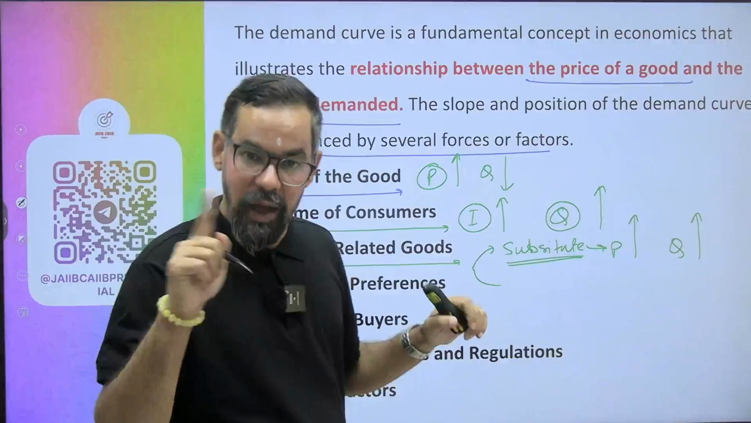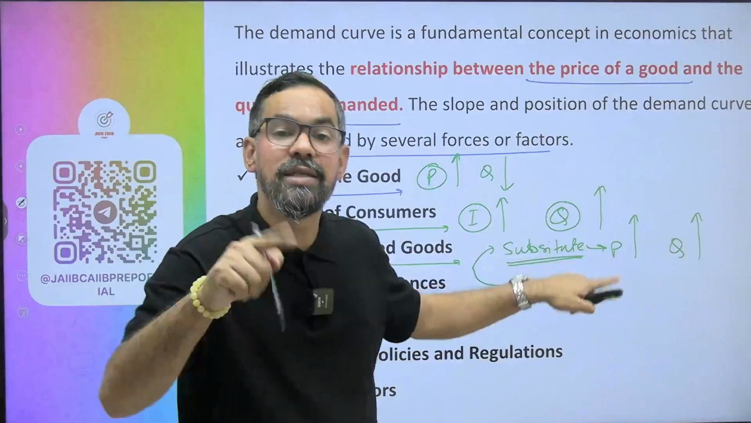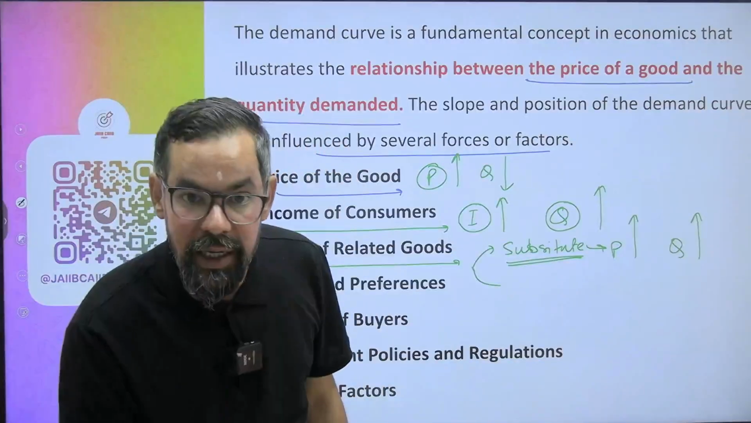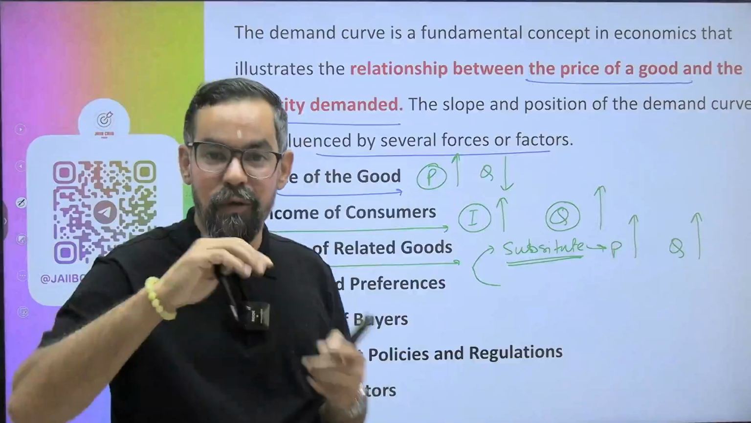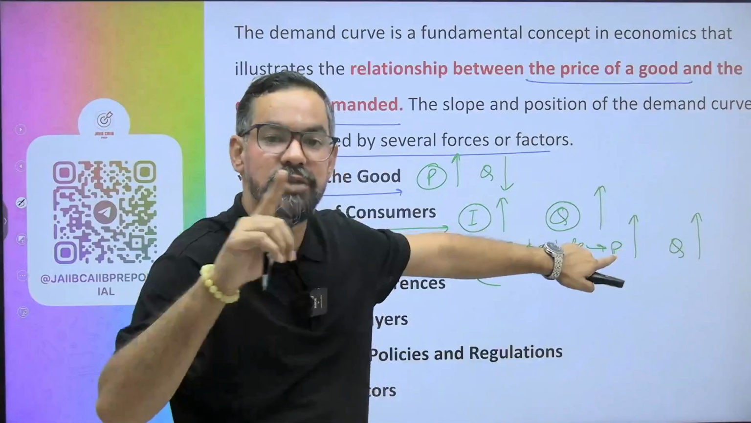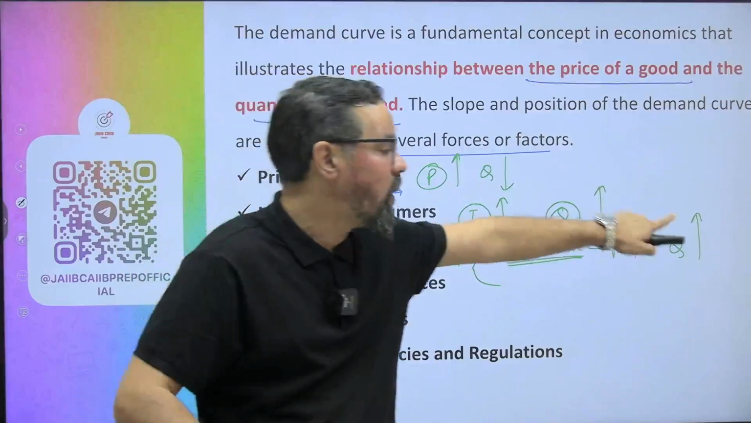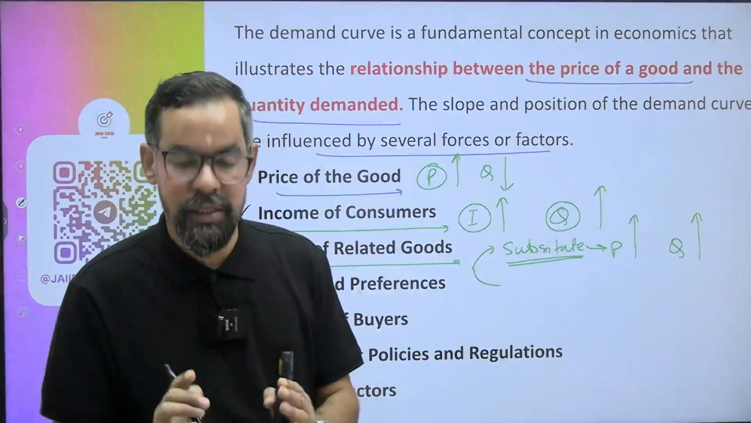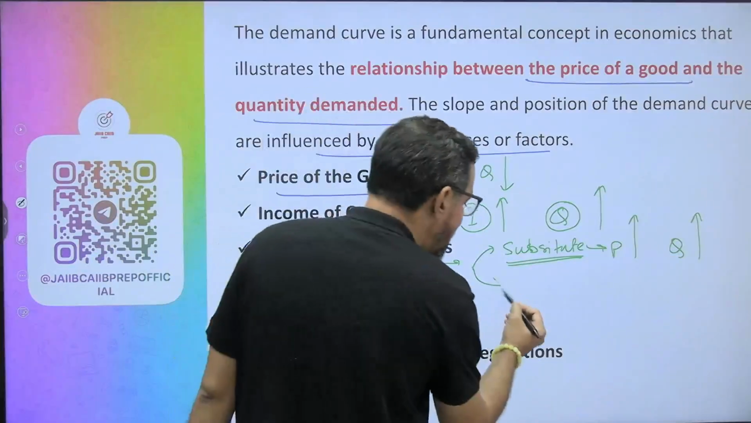So the other relation is when prices of substitute goods decrease, some people from tea will shift to coffee. That means when prices of substitute goods decrease, the quantity demanded will also decrease. The other one is complementary.